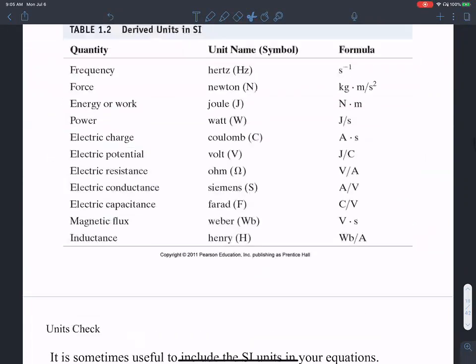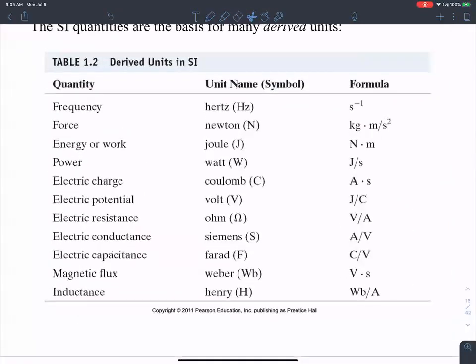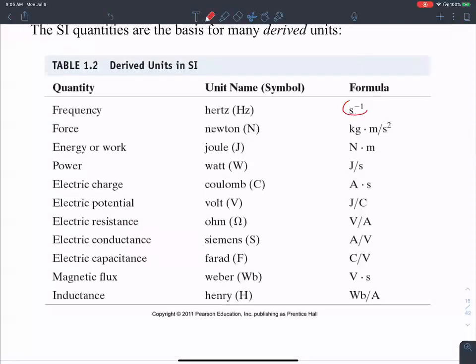We can also arrive at what's known as derived units, the frequency, okay? 1/seconds is the units for that. Force, energy or work, power, electrical charge, electric potential, resistance, conductance, capacitance, flux, and inductance. These are derived units. As you can see, the units for these components, electrical resistance, for example, is expressed in terms of the fundamental units, volts per amperes.